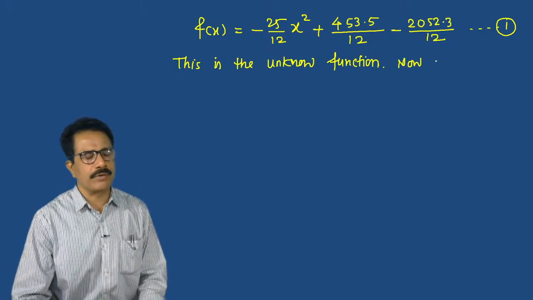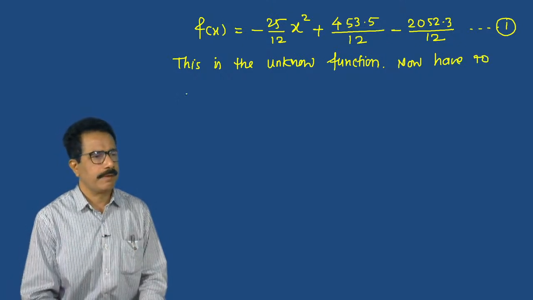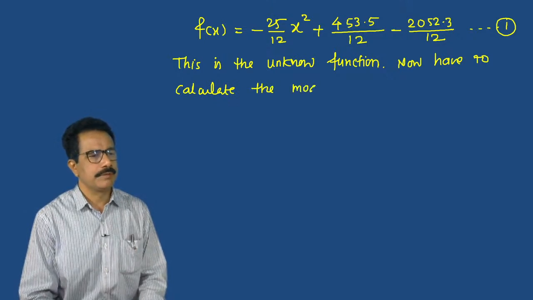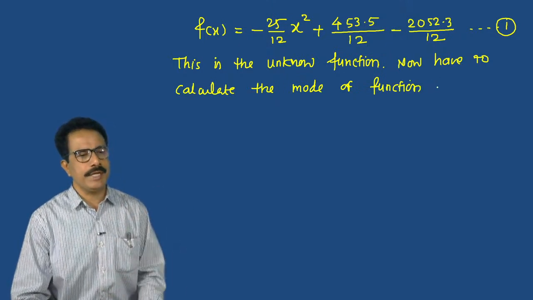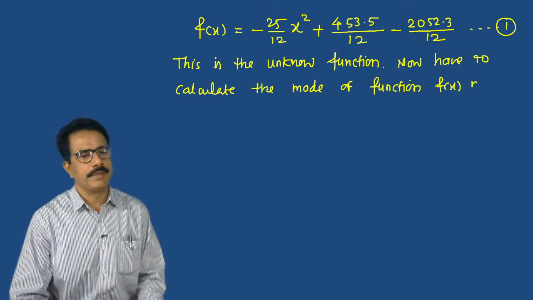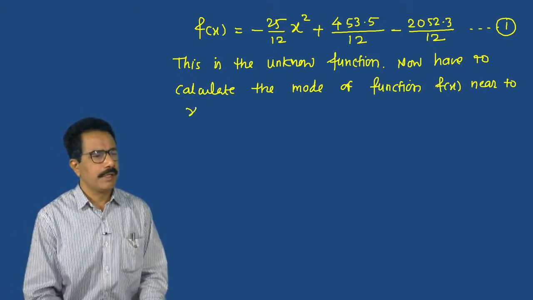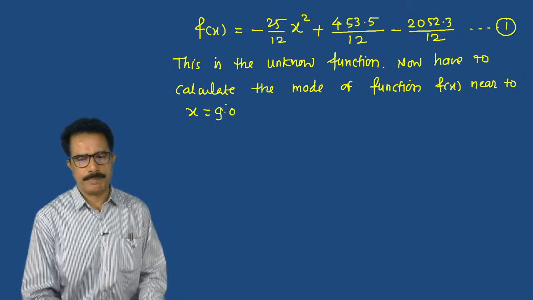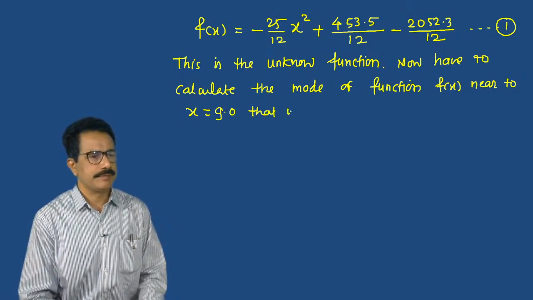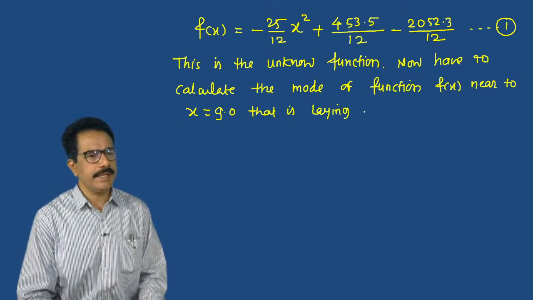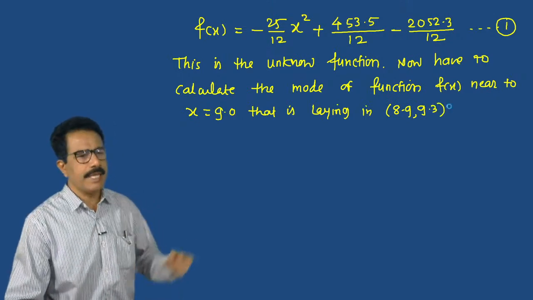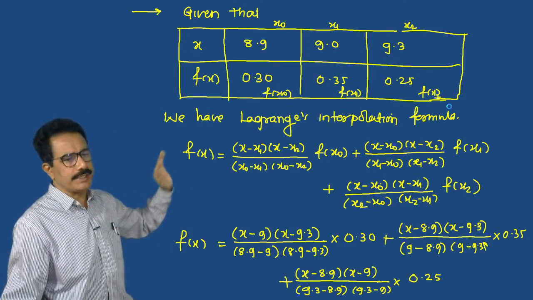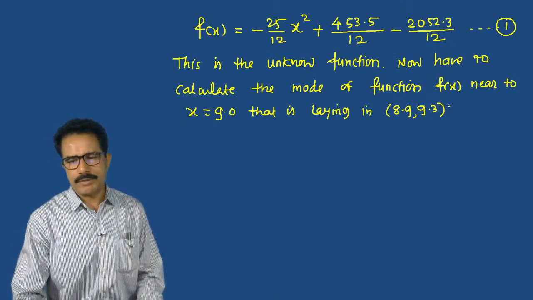Now we have to calculate the mode of a function. The mode of the function f of x near x is equal to 9.0, that is lying in 8.9 to 9.3. Then we have to find out the mode of this value.